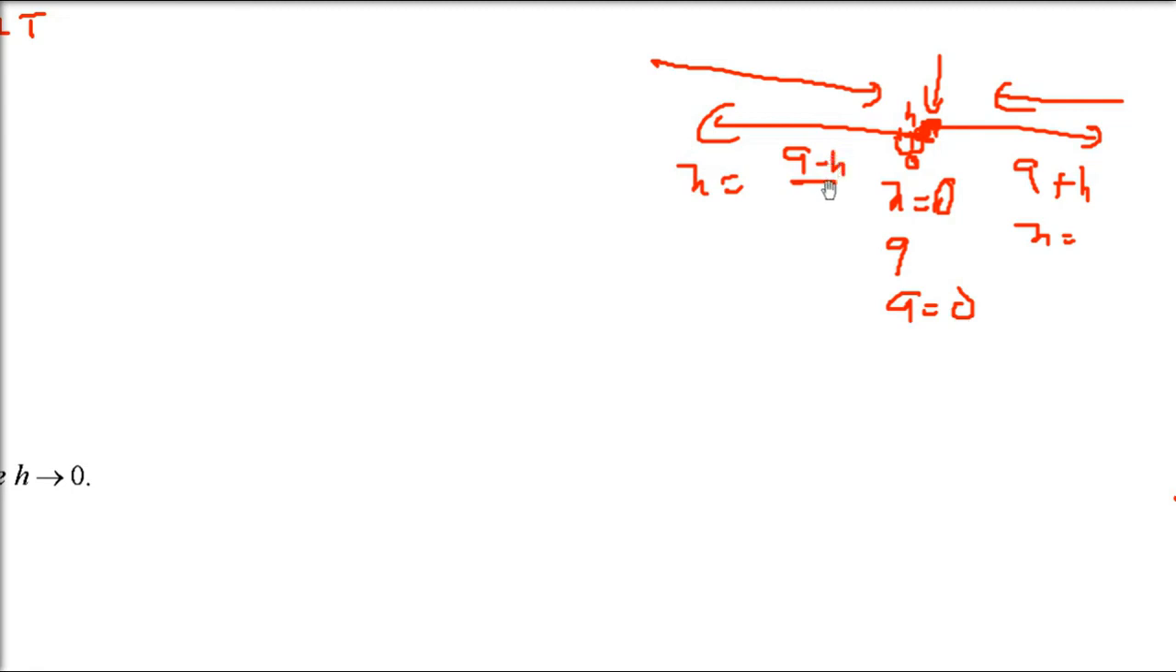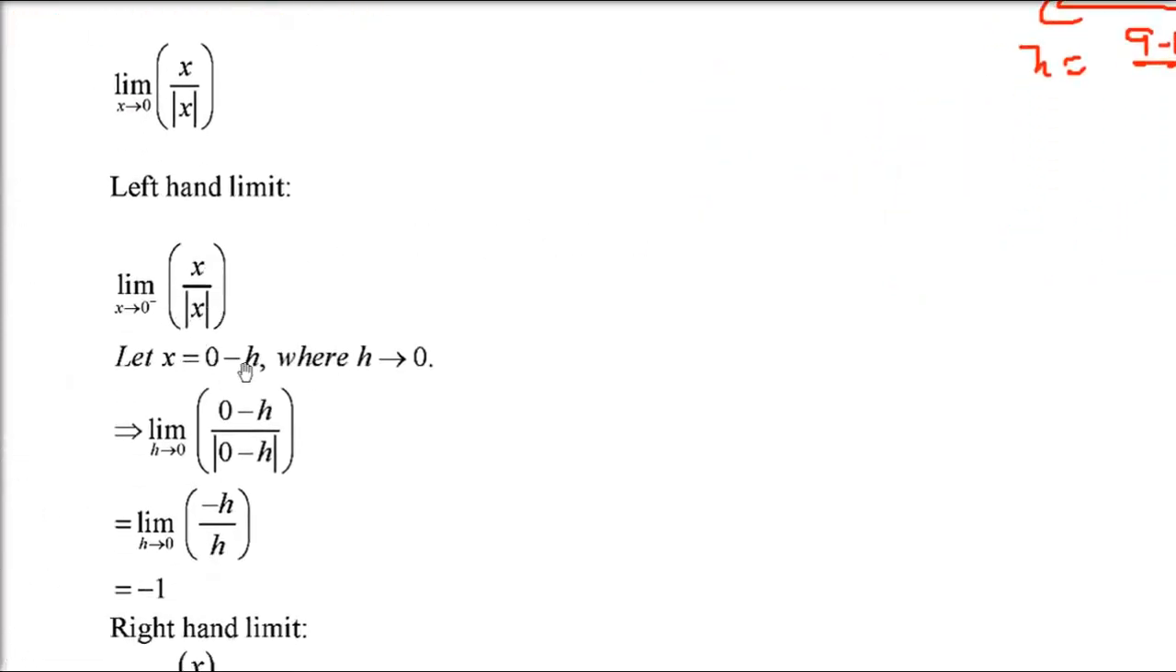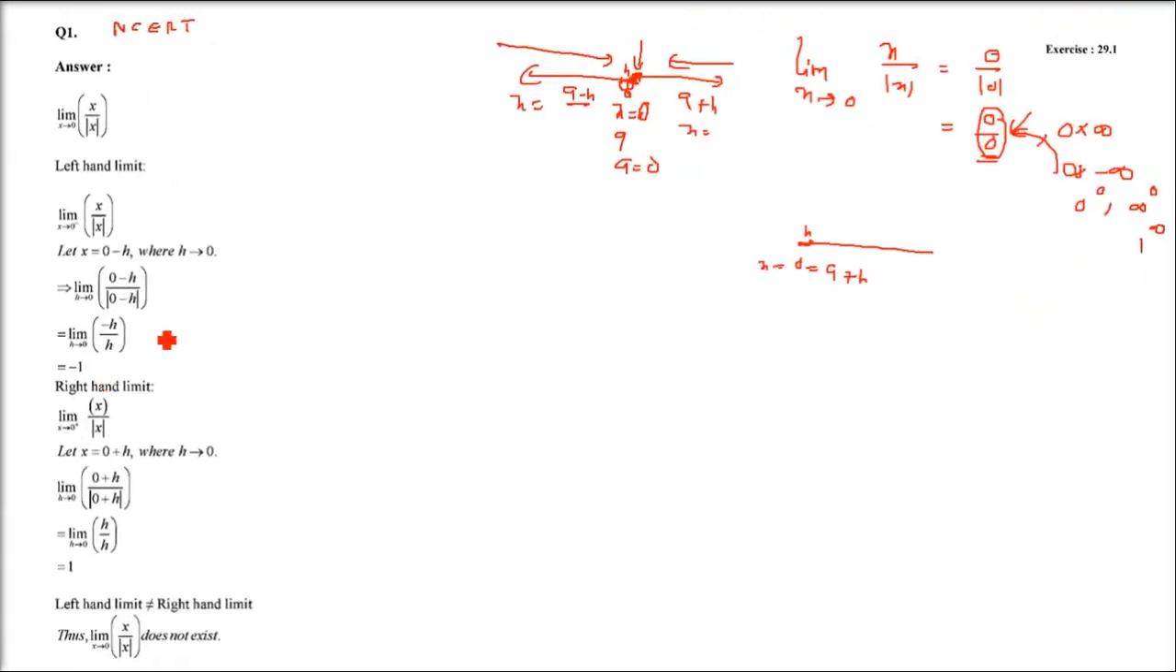When we change x to a minus h, a is fixed, but h is what we want to be 0. So the limit will change to h, because x is already given as a minus h. So x will be equal to 0 minus h. We put x as 0 minus h. Now the limit changes from x to h, and h tends to 0. In place of x, you just have to replace x by 0 minus h.